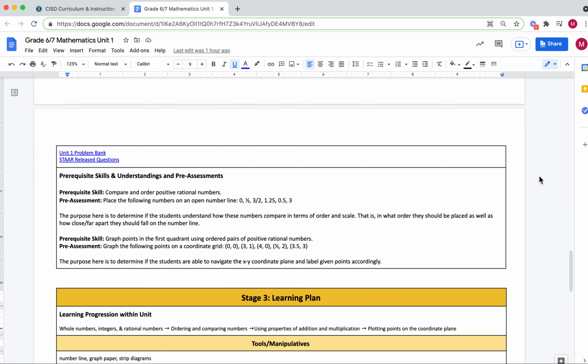You may give the kids a coordinate grid and ask them to graph these points in the first quadrant, because we're going to move into graphing in all 4 quadrants in this unit, but I need to know if they're able to graph ordered pairs of positive rational numbers first. It's really important this year to consider those prerequisite skills and efficiently pre-assess them so that we can target our instruction accordingly.